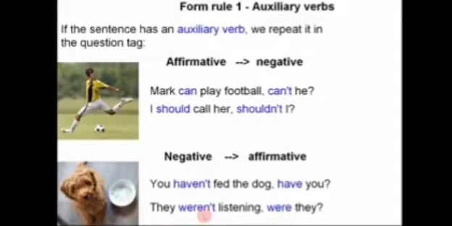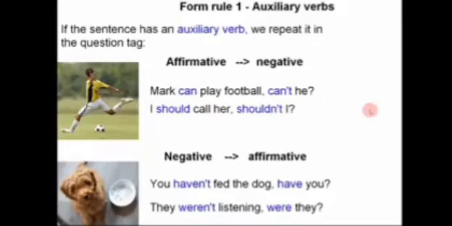Don't forget the first rule: that the negative sentence takes an affirmative question tag, and an affirmative sentence takes a negative question tag. There are little or no exceptions to this rule. So, the verbs in the auxiliary are usually repeated. And also take note that the subject determines what comes in the question tag.